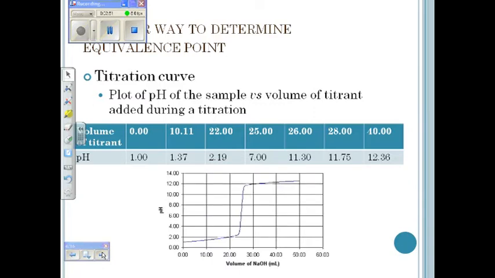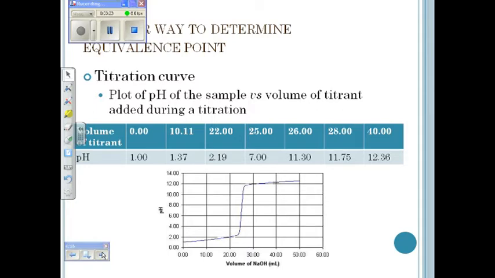So this is what a titration curve looks like. This is what they got. During a titration, they had a pH meter in the sample, so as they added some of the titrant, they recorded the pH. The initial pH, before you added any titrant, was 1. What does that mean? What's your sample? Acidic. A pH of 1 means it's an acid.